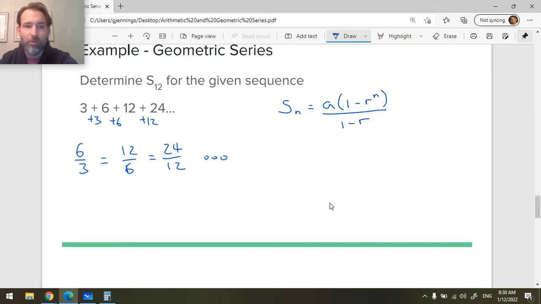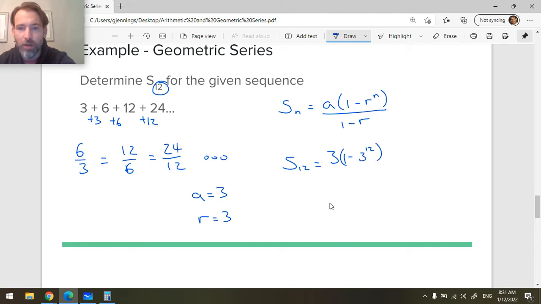All right. So now for this sequence here, we know that a, the first term, is 3, and the ratio r, oh, that's also 3. Okay, so that's going to be easy. We just substitute 3 in for all those spots. But then for n, we know we've been asked to find the sum of the first 12 in this sequence. Okay, so S12 is going to be equal to 3 multiplied by 1 minus 3 to the 12, all divided by 1 minus 3.